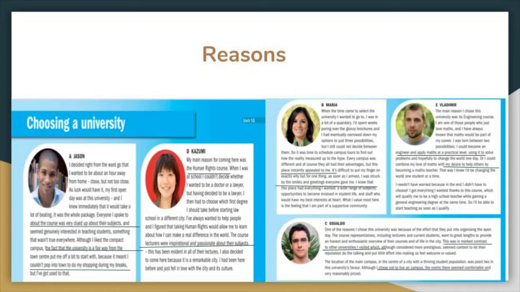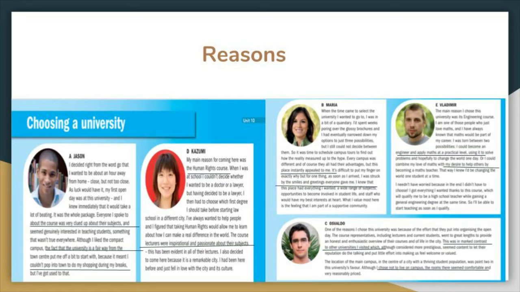Now number 7, which is letter D, says that the person was impressed by teachers' enthusiasm for their subjects. It is letter D, and the reason is because it says the course's lecturers were inspirational and passionate about their subjects. So the key words are subjects and enthusiasm.